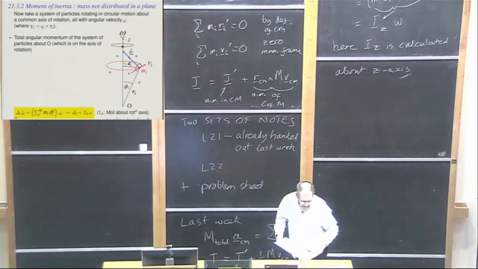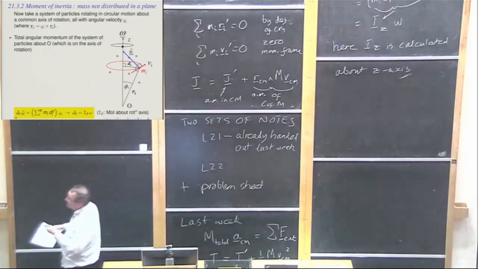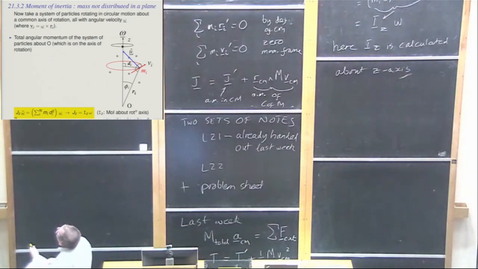Okay, so now let's go to a still more elaborate system. So now we have not just one particle, but a bunch of particles. Again, you imagine rigid rods connecting them so they don't move with respect to each other. But these masses are now not distributed in a plane, right? So they're scattered over some volume. But again, we have a z-axis which defines the axis of rotation of the system. And this is my origin, which happens to be on that axis.